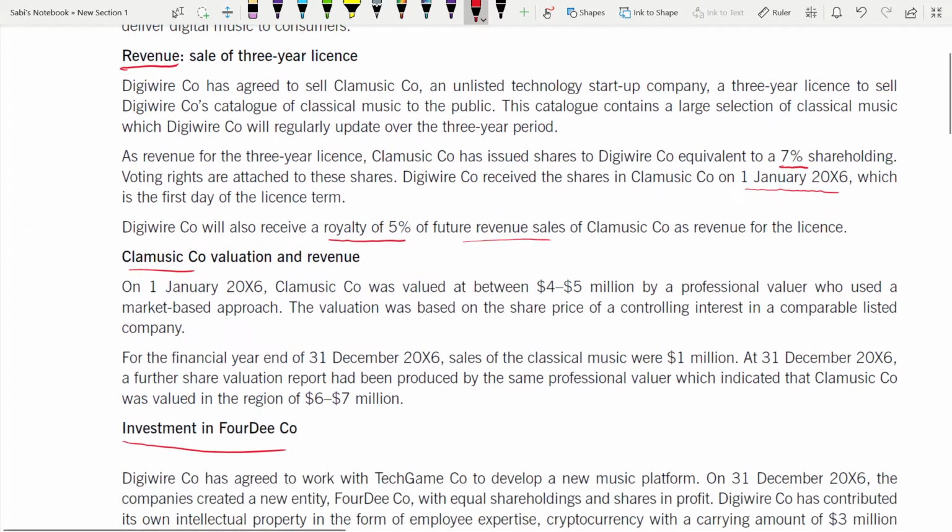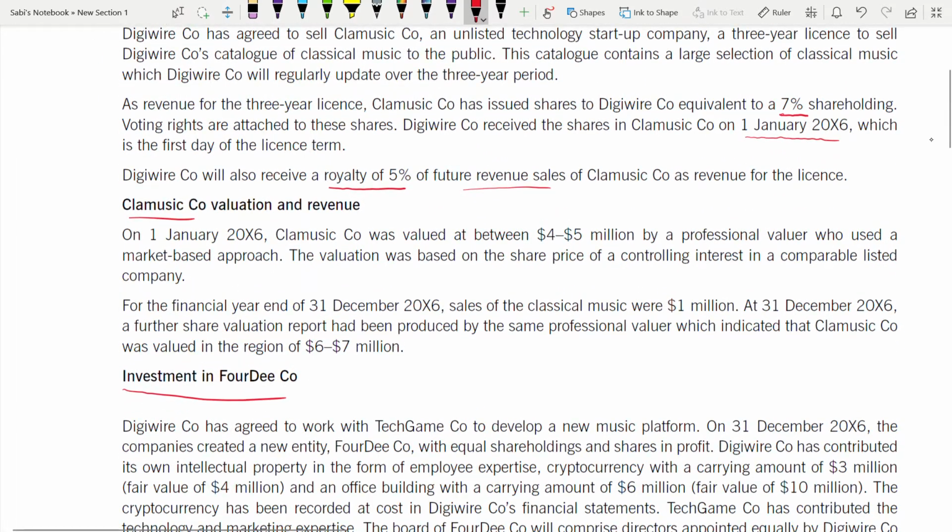Okay, Clay Music valuation and revenue. Now, on 1st of January 2006, Clay Music was valued at between 4 to 5 million by a professional valuer who used a market-based approach. This valuation was based on the share price of a controlling interest in a comparable listed company. Because Clay Music is an unlisted company, how can they get this market-based approach? They got it based on some proxy company, a similar company, a comparable listed company, comparable to Clay Music.